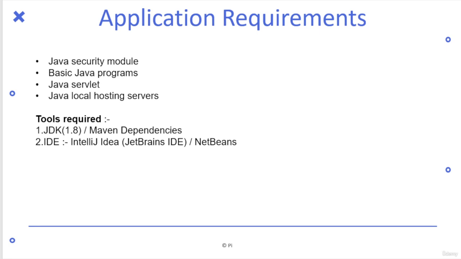So the application requirements are nothing special. You can use any IDE. My preference is the JetBrains IDE, NetBeans. You can go with Eclipse also, no problem. JDK 1.8 or 16. Why am I telling 1.8? Servlet programs sometimes run on 1.8 with Tomcat. Then Maven dependencies, Java servlet for servlet purposes, Java local hosting servers, which are basically Tomcat and Glassfish, basic Java programs, and Java security modules, some of which we are going to discuss here. So that's it about application requirements.